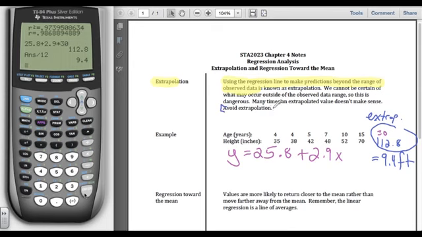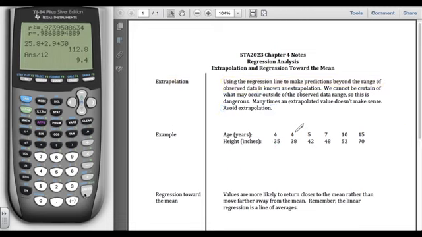We want to avoid extrapolation if we can. I could make a prediction for an age in between 4 and 15. That should be fairly accurate based off of this data. But anything outside of that, a 1-year-old or a 2-year-old or a 30-year-old or a 40-year-old will not be that accurate. We could make a prediction for a 12-year-old or for an 8-year-old. That should be okay. That won't be an extrapolation. But when it's outside of the data set, that's extrapolation.